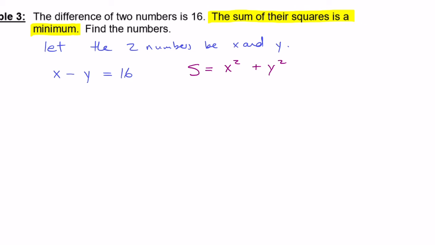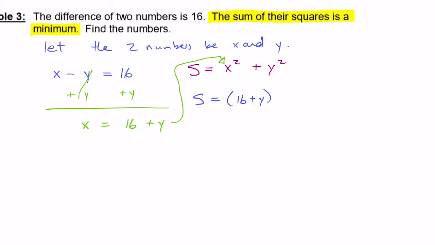Now I'm going to take this x minus y equals 16. I'm going to change it to either y equals or x equals and then sub it into the sum of the squares. Because x is positive, this one's actually easier to solve for x. So I'm just going to add y to both sides of the equation, and I get x equals 16 plus y. And I'm going to sub this in for x here. So the sum of the squares equation becomes s equals (16 plus y) squared plus y squared.